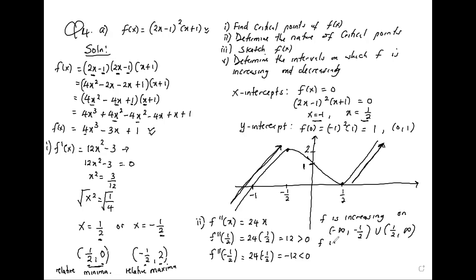F is decreasing where the function is going down. What values of x? From negative half up to positive half? When they say find where f is increasing, you are finding where f is going up. F is decreasing, you're finding where f is going down.